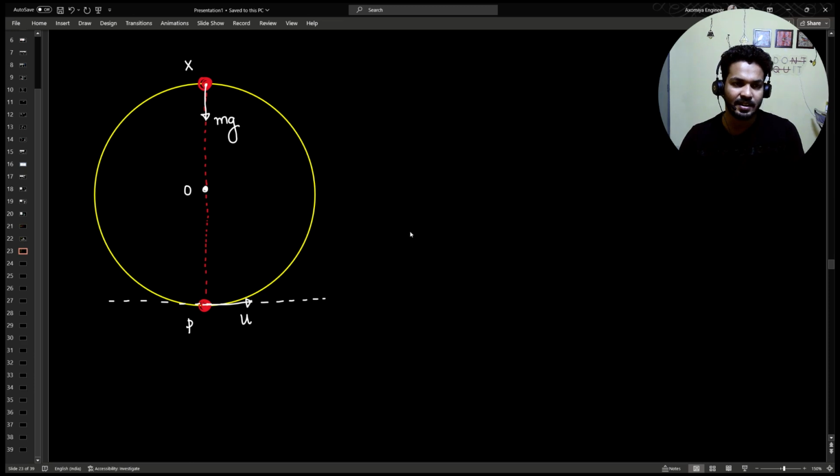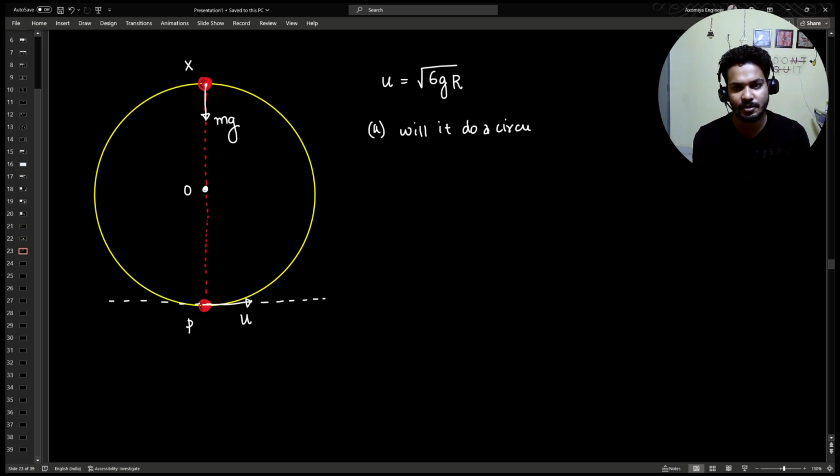So for example, here if I ask you, I send it with root 6gr. My question to you is, if I send the body with under root 6gr, will it do a circular motion? First question, will it do a circular motion? The first part is really easy. Well, it's greater than root 5gr. So yeah, definitely yes.